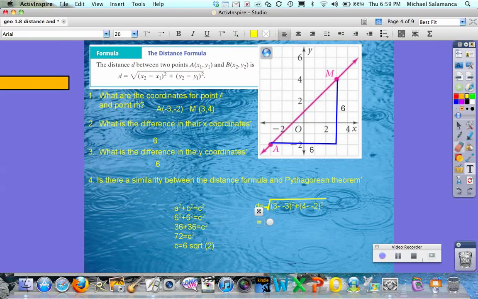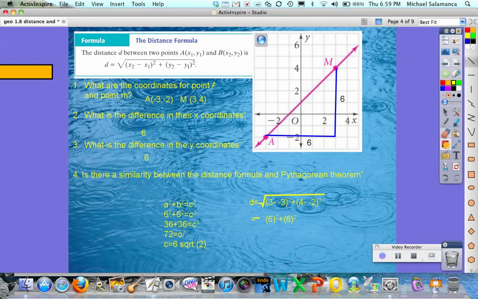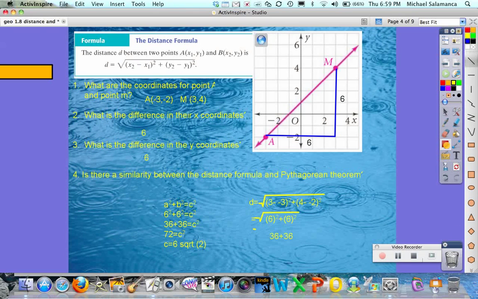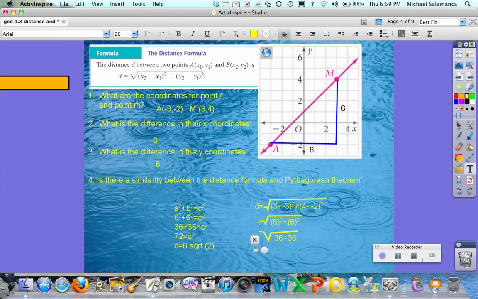Okay, so we're left with the square root of 3 minus -3, which is 6, so this comes out to 6 squared, plus 4 minus -2, which is also 6, squared. And obviously we have our square root. So we have 36 plus 36, all square rooted. That turns out to be the same exact thing, which is 6 square root 2.